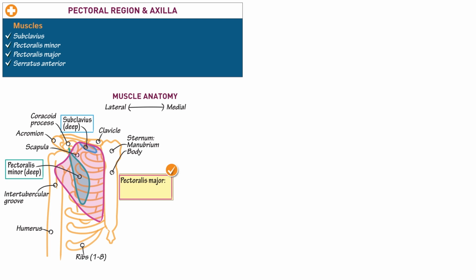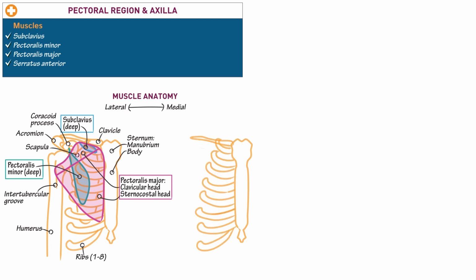Then show that pectoralis major can be divided into a clavicular head and a sternocostal head. Now redraw the bony structures of the axilla so we can draw serratus anterior. Draw the sternum, clavicle, first 8 ribs, the scapula with coracoid process and acromion, and the distal humerus.